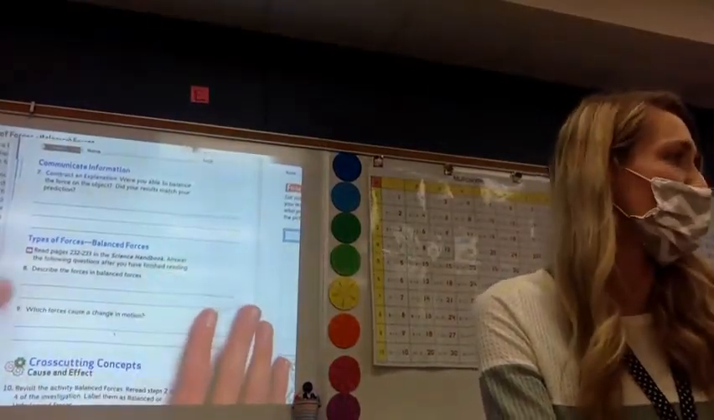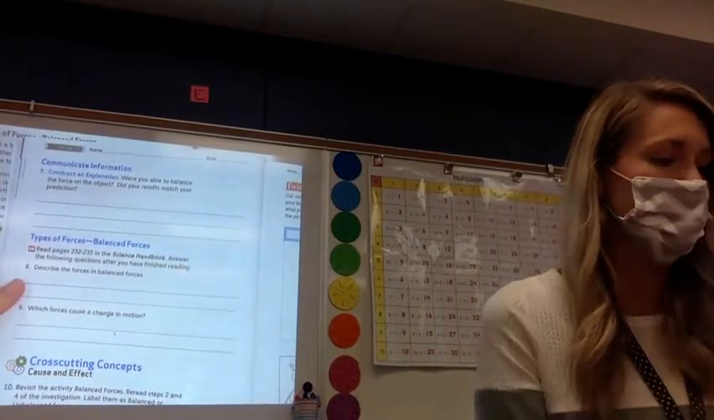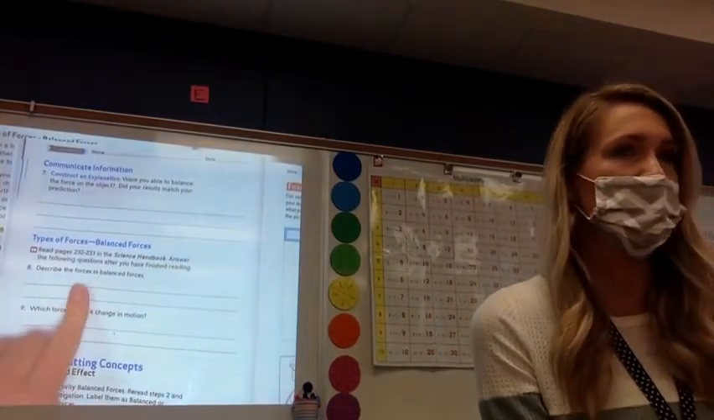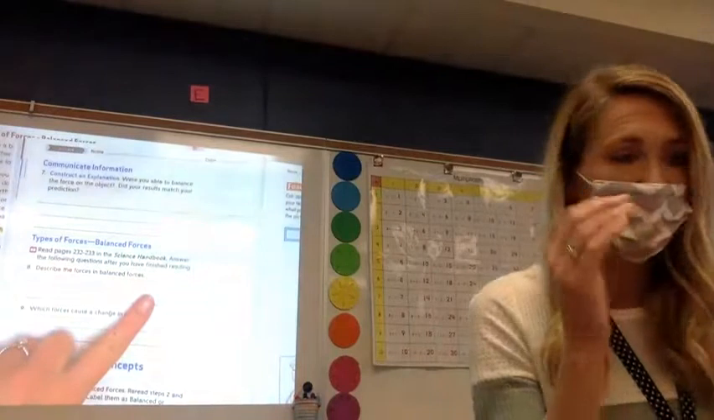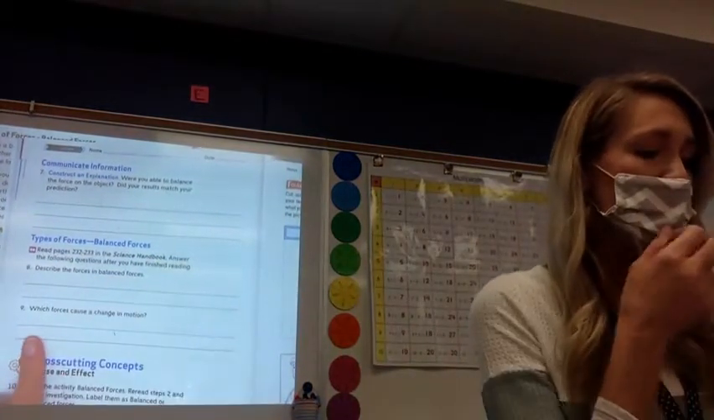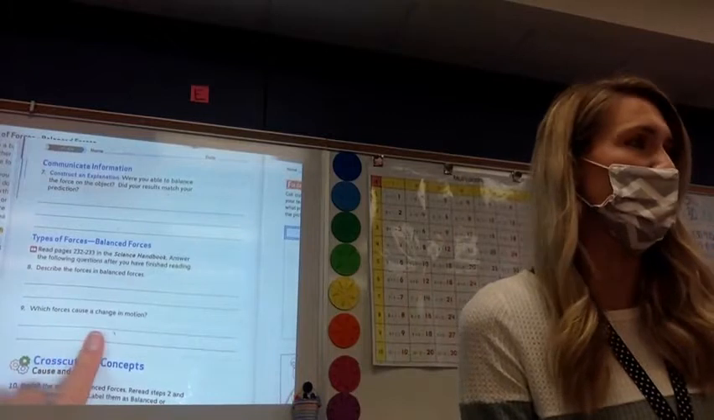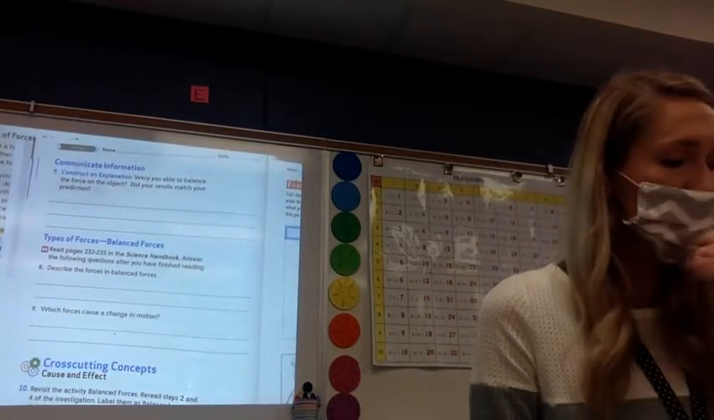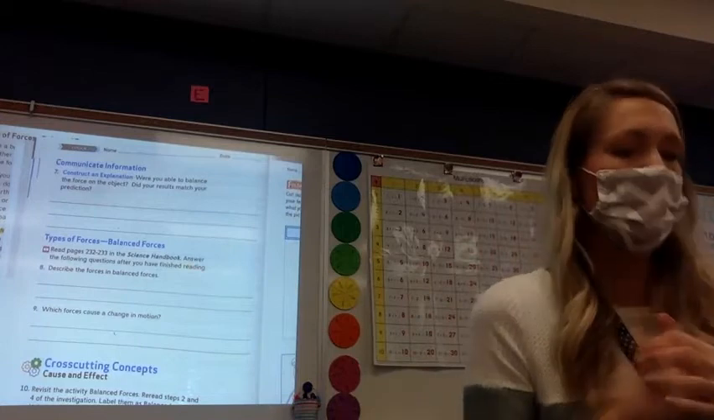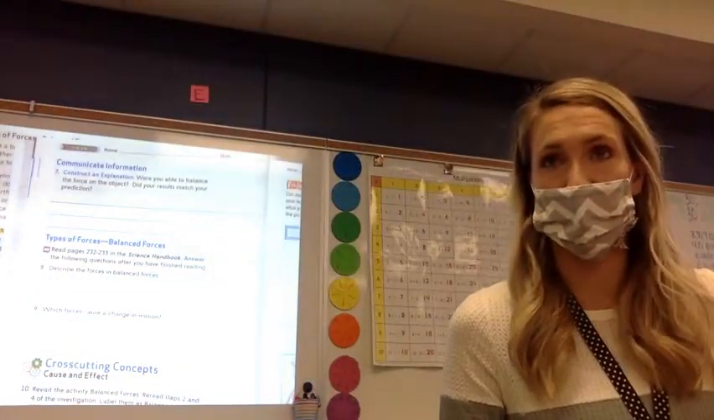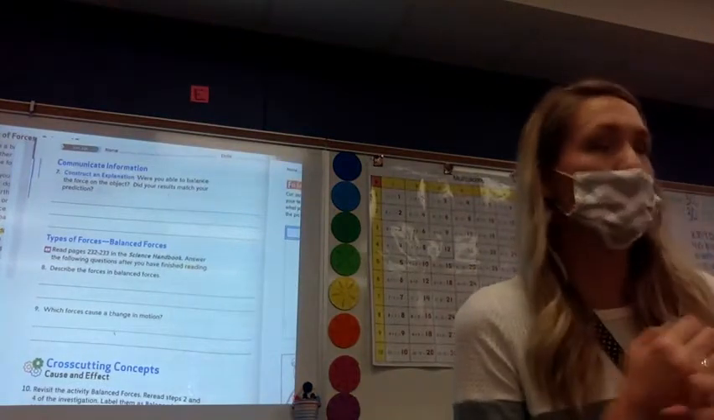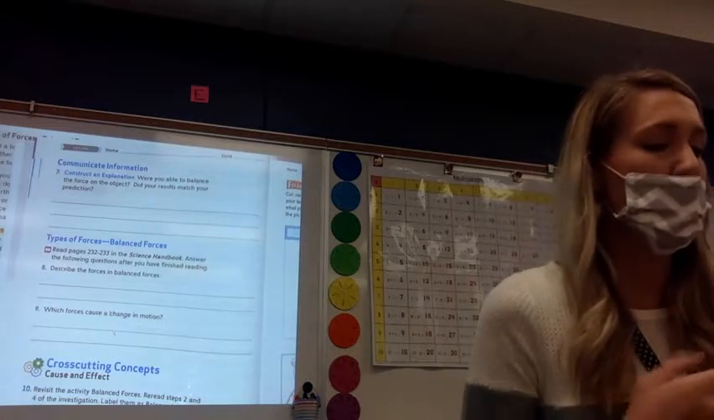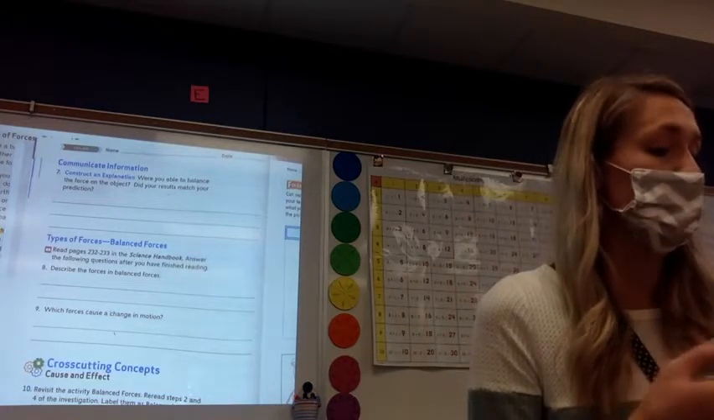So the first question, everybody point to it, says number 8. It's the first question though, and it says, describe the forces in balanced forces. We're going to read about it. And then the next one says, what forces cause a change in motion? So we're going to read about balanced and unbalanced forces and fill out those 2 questions today and then move on. Sound good? So as I'm reading, think about the forces in a balanced force and think about what forces cause a change. Okay? Sound good?